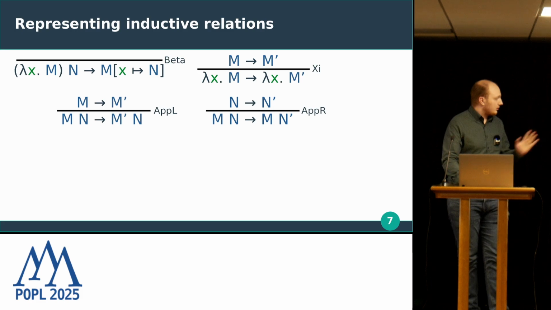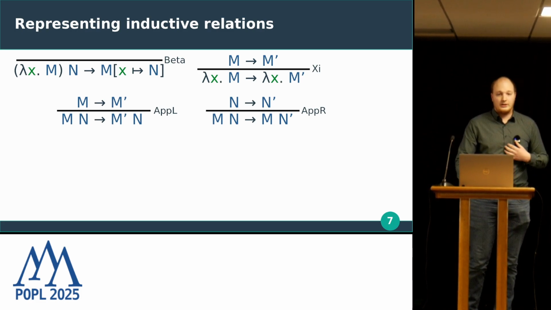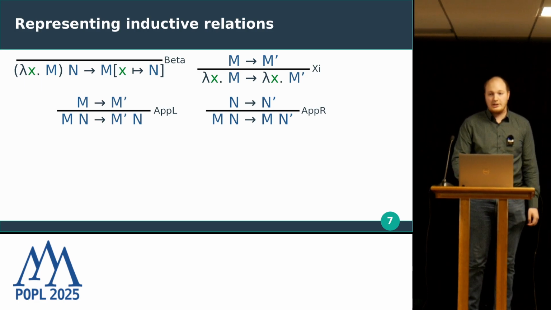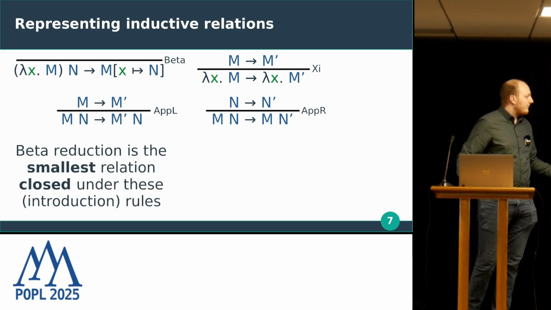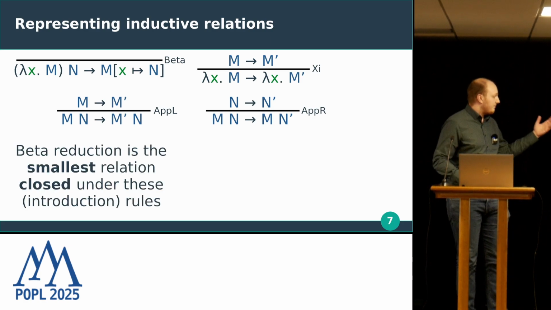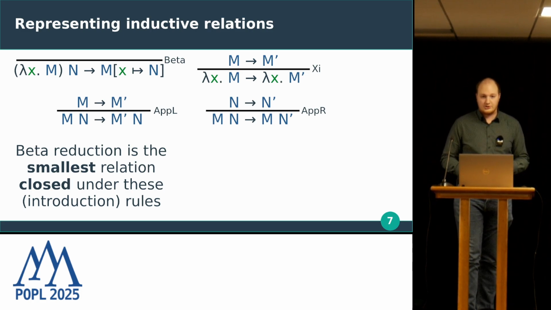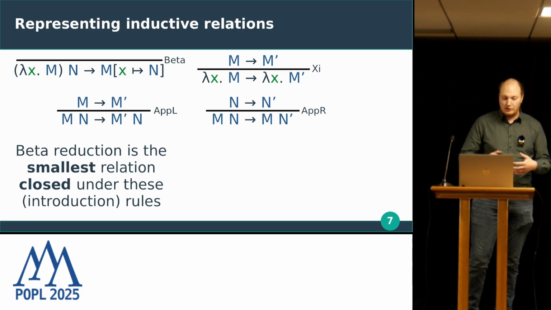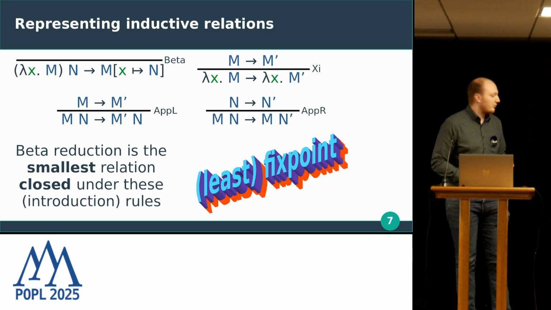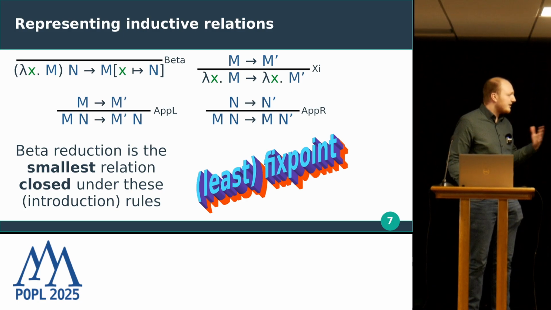So going one step back, how can we actually bring this rather textual definition of a relation into a theorem prover? What we mean when we talk about these rules is that beta reduction is the smallest relation that is closed under these introduction rules. And if we say the rule is smallest and closed, this might scream a fixed point to you, to the avid reader. And that's exactly what we do.